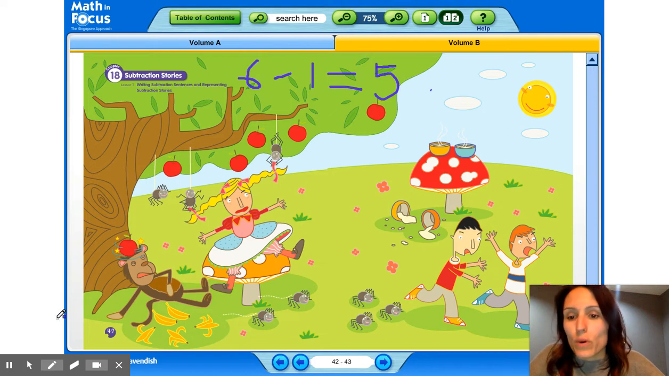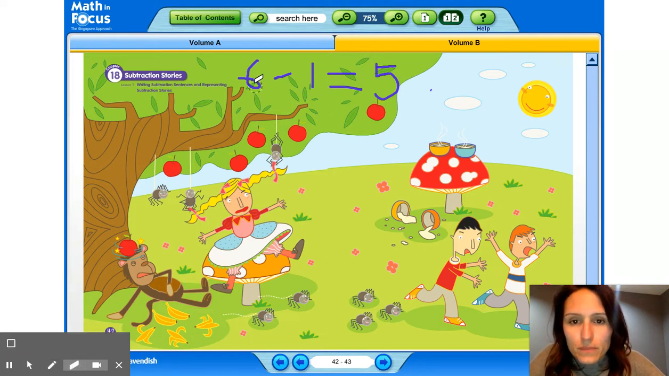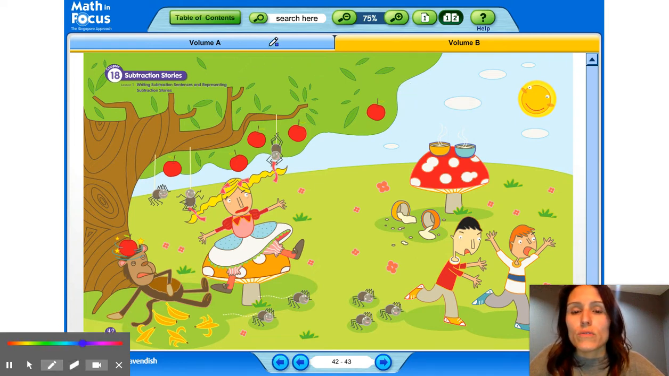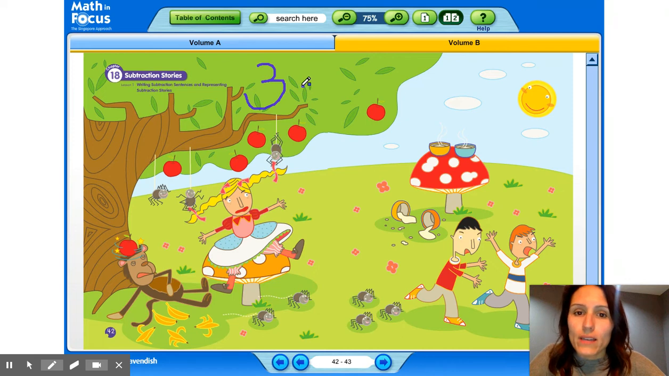Let's do one more quick practice together. And let's look at the children this time. There are 3 children on the screen. There are 2 boys and there is 1 girl. So all together there are 3 children. So that's the first number we need to write. So we are going to right here write the number 3 because there are 3 children. And we are going to use that minus sign, take away.